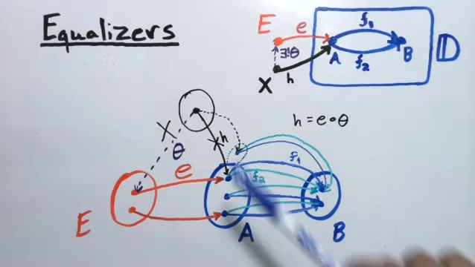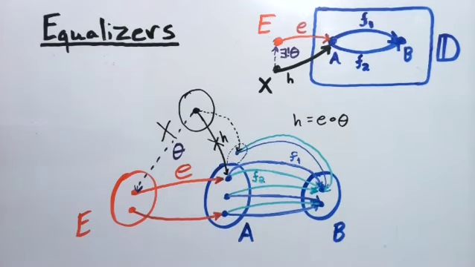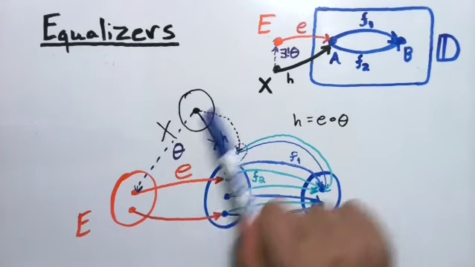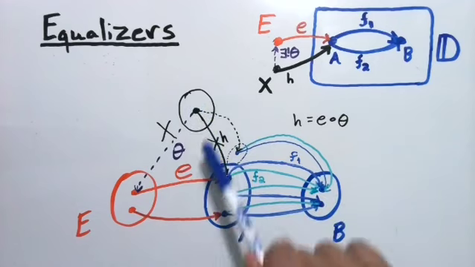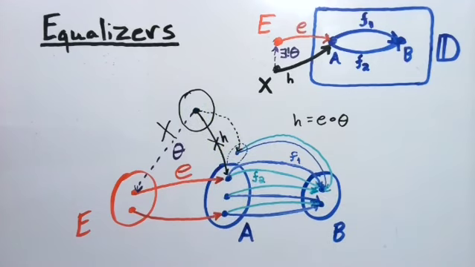But now this triangle no longer commutes, right? This goes to here and this goes to here. So you can see it doesn't even form a triangle anymore, right? So the commutativity property for the mediating morphism here has been broken. So that would be the first case where this commutativity property would no longer work. H would no longer be equal to E after theta.